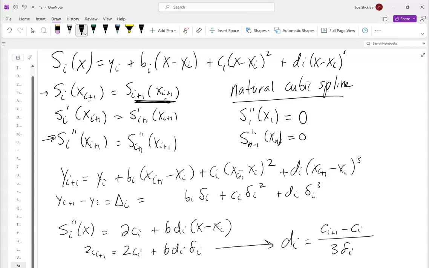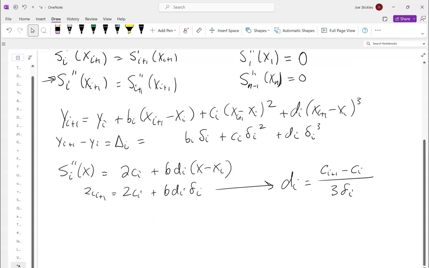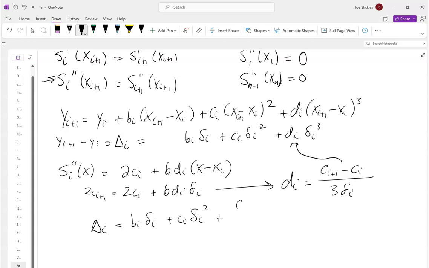So we'll get the B's in terms of the C's. So again, once we figure out the C's, we can figure out the other coefficients. That's the goal. Okay? All right, so we plug that in. So again, I'm going to take this and plug it in right here. Okay? So we get delta sub I equals B sub I little delta sub I, C sub I little delta sub I squared, and then C sub I plus 1 minus C sub I over 3 delta sub I times delta sub I cubed.